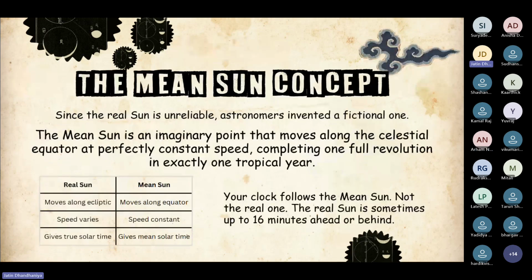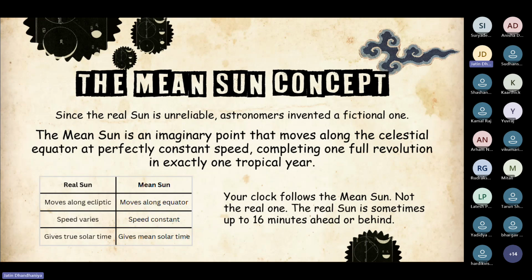That's why the astronomers have introduced a mean sun concept. The real sun is always changing its position in a year. So the mean sun is an imaginary point that moves along the celestial equator at perfectly constant speed, completing one full revolution in exactly one tropical year.